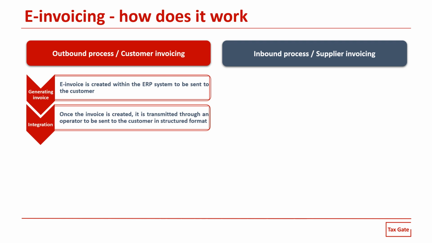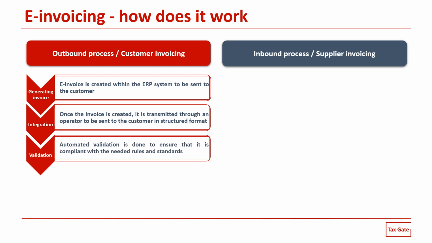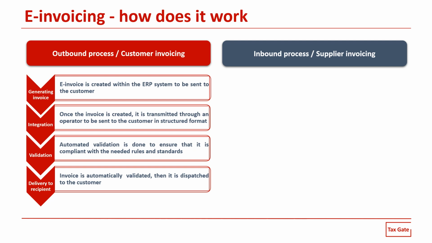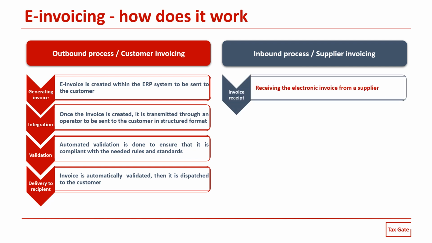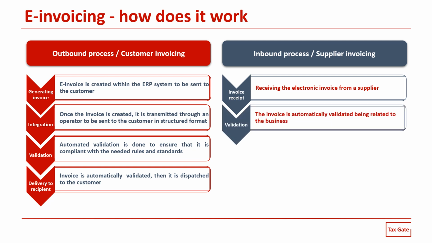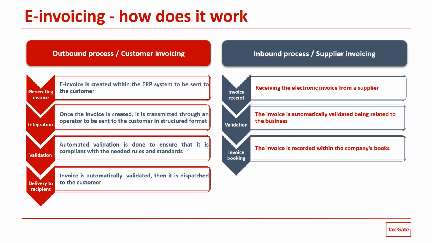And here, just right before its delivery to the customer, automated validation is done to ensure that it is compliant with the needed rules and standards. And finally, once the invoice is automatically validated, then it is dispatched to the customer. Good. Now let's move to the inbound process, which starts by receiving the electronic invoice from a supplier, and then, like the outbound process, the invoice is automatically validated, and then finally once the invoice is automatically validated, it is recorded within the company's books accordingly.